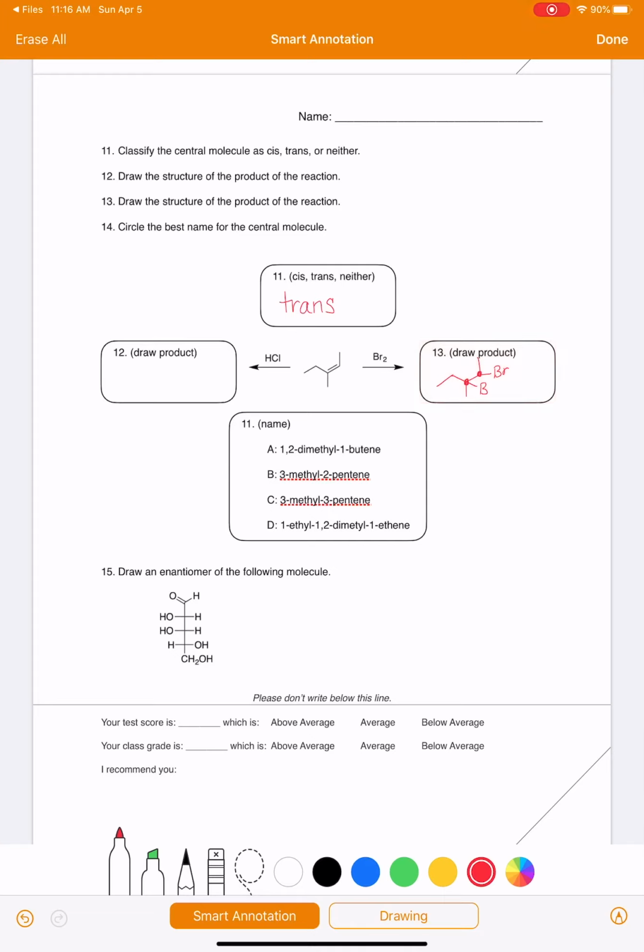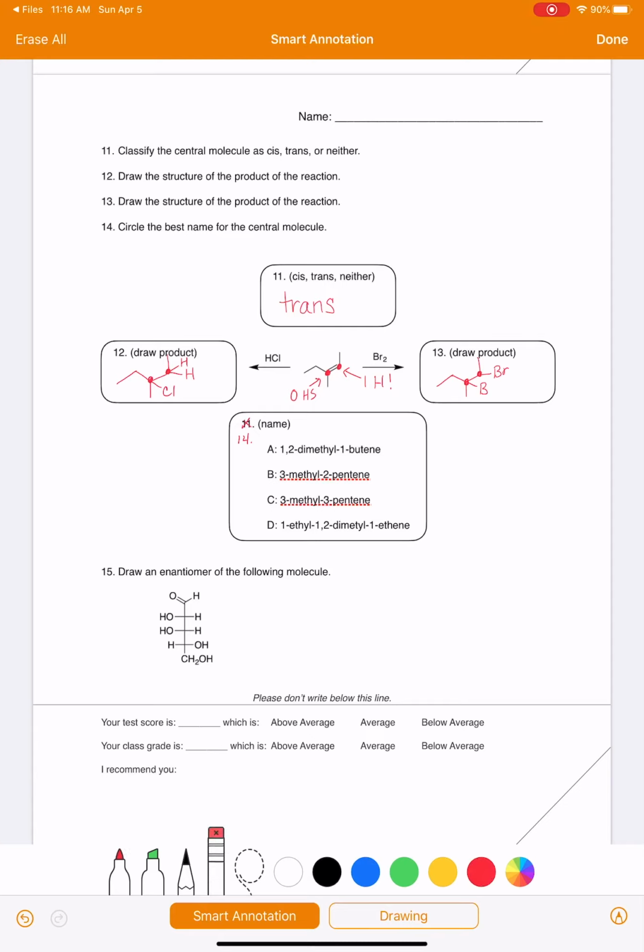For problem 12, very similar. We're going to draw the carbon chain. We're changing the double bond to a single bond. Find your business carbons. We're going to put a hydrogen on one carbon and a chlorine on the other. Where does the hydrogen go? The hydrogen goes to the carbon that already has the most hydrogens present. How many hydrogens are on this carbon? There are 0. How many hydrogens are on this carbon? 1. That means it's going to get the new hydrogen. The other carbon is going to get the chlorine. So there's that product. And then what is the name of that molecule?